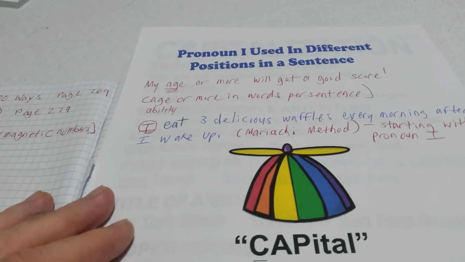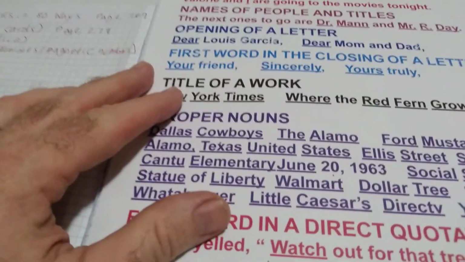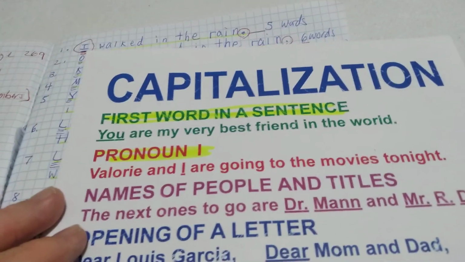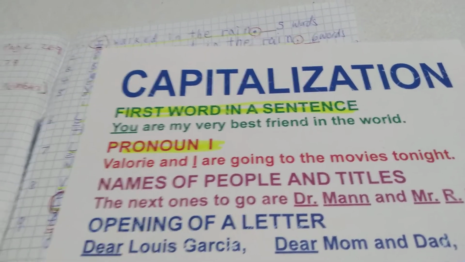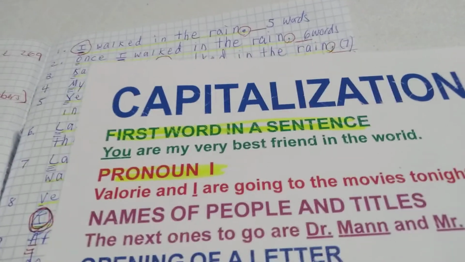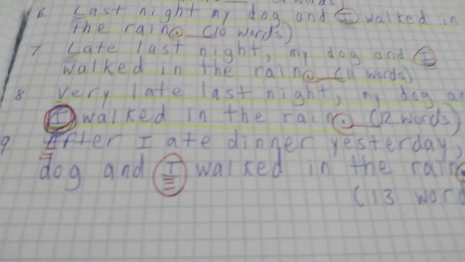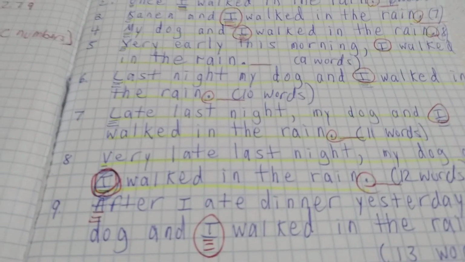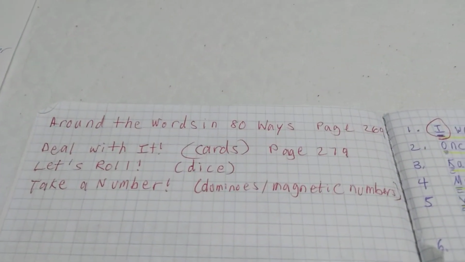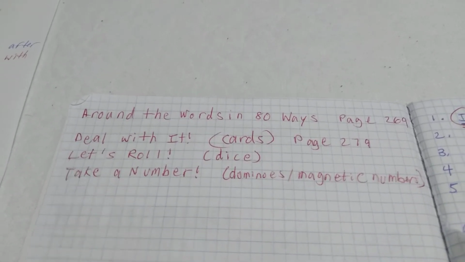For those of you who are in swag, I want to show you another one. This is on page 107 of the binder. It's the capitalization rules of the first word in a sentence, which we're going over now, and the pronoun I, kind of like what they say, killing two birds with one stone. So what I want to show you here on numbers 1 through 9 is the same concept of around the words in 80 ways, but playing deal with it or let's roll or take a number.